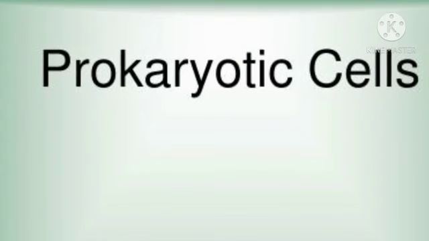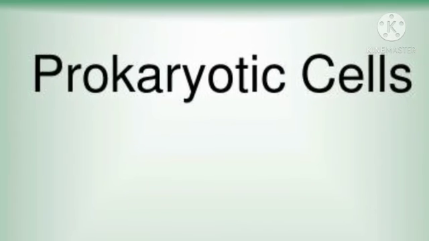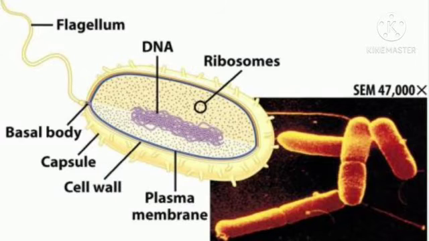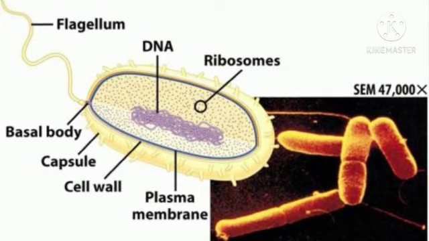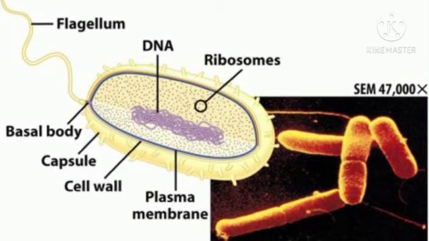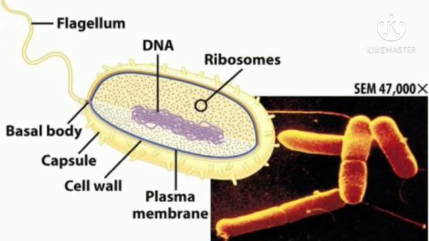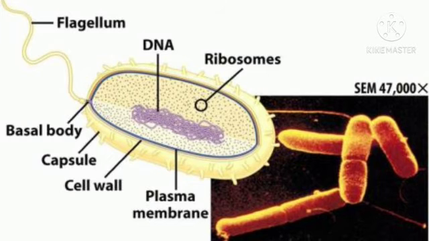Let's see now. The term prokaryote is derived from the Greek word pro, that means before. Kryon means nuclei. The cells having nuclear material without a nuclear membrane around it are called prokaryotic cells. The organisms made up of prokaryotic cells are called prokaryotes. Prokaryotic cell: the unicellular organisms like bacteria have prokaryotic cells.